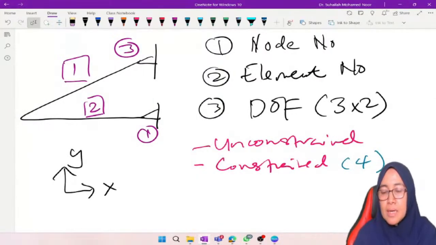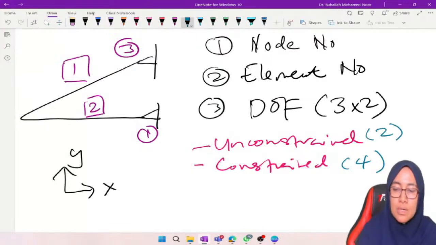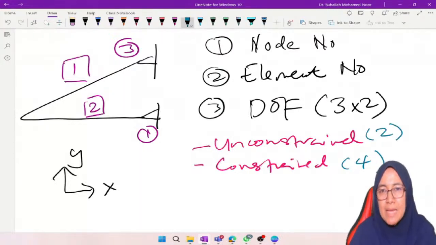Where to put? In the constraint system. So after putting 4 here, we have remaining 2, because in total there are 6 degrees of freedom. So we have to put another 2. Where is this 2? This 2 is the 2 degrees of freedom in the unconstrained system. 2 and 4, total is 6 degrees of freedom.